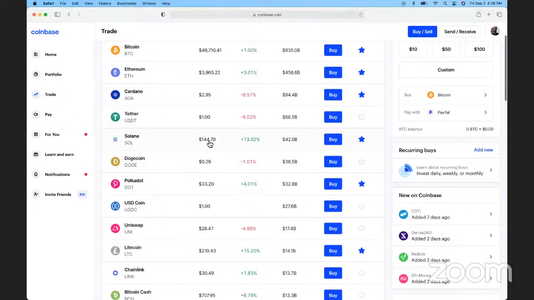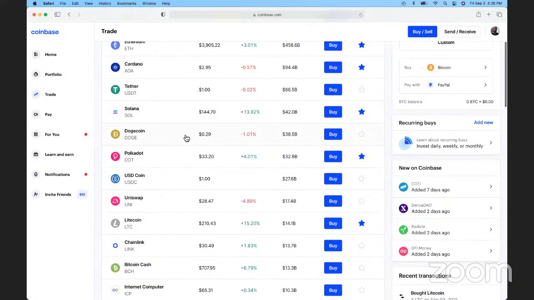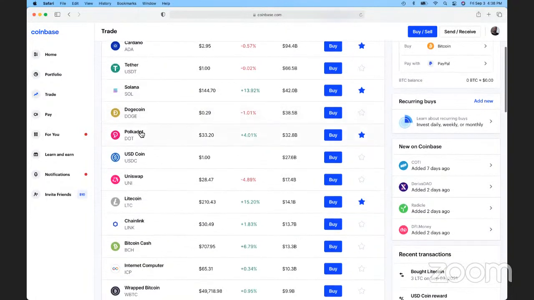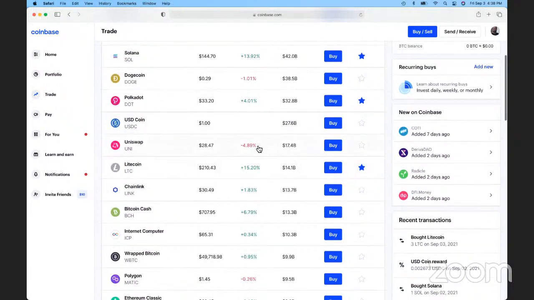Solana was another one that I found. Remember, it was 88. Now it's almost doubled. Doge, it's a popular one, I don't like it. Polkadot, we found this and it's trading well. Let's see, Uniswap. Quite a bit of market cap. So let's look up Uniswap, UNI.